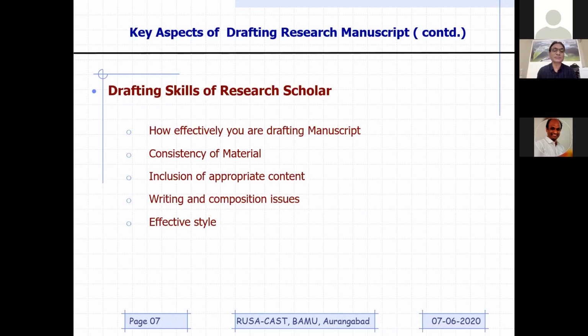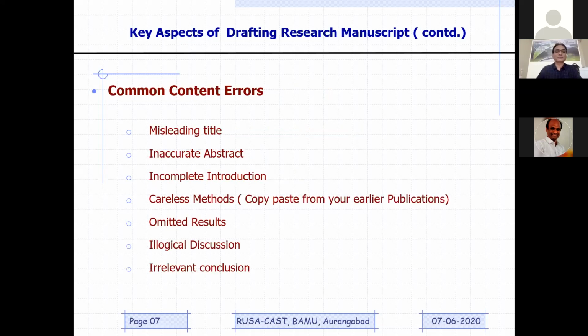Writing and composition issues, we are going to discuss all those writing and composition issues and effective style as well. So these are some of the parameters which we are going to discuss today as far as drafting skill of a research scholar is concerned. What are the content errors? Mainly, let me tell you what the challenges are to begin with.